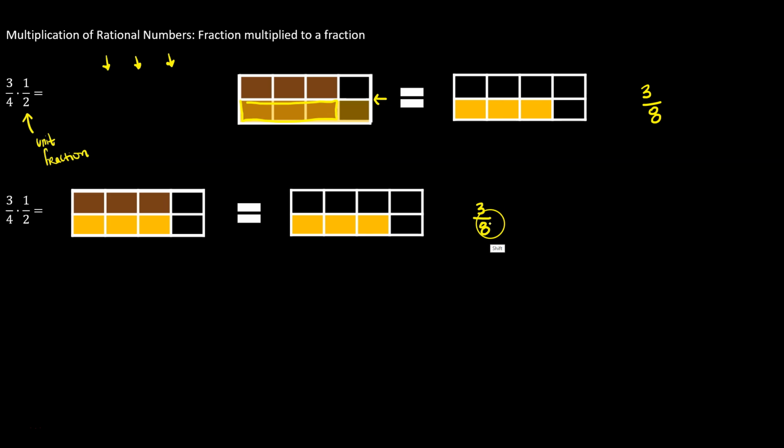and then the numerator is just how many of those you are considering. And again, when we look at our answers here, we might notice that there's a pattern between the original fraction multiplication and the answer that we're finding. We're simply multiplying across the top, 3 times 1 is 3, and multiplying across the bottom, 4 times 2 is 8.